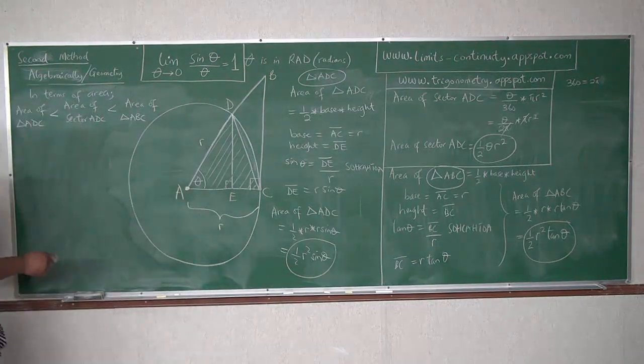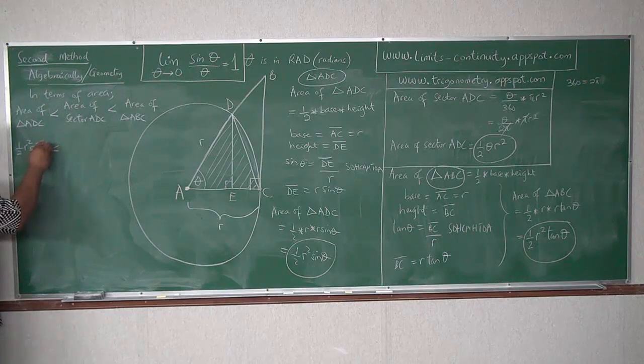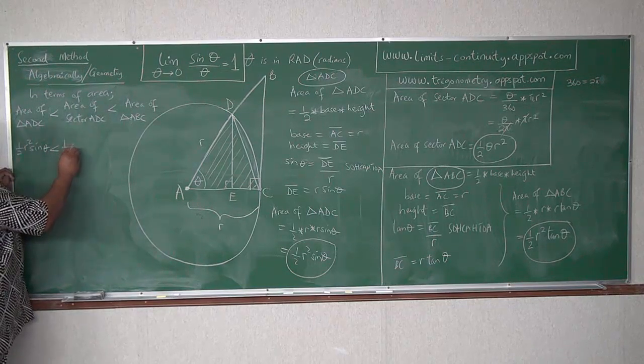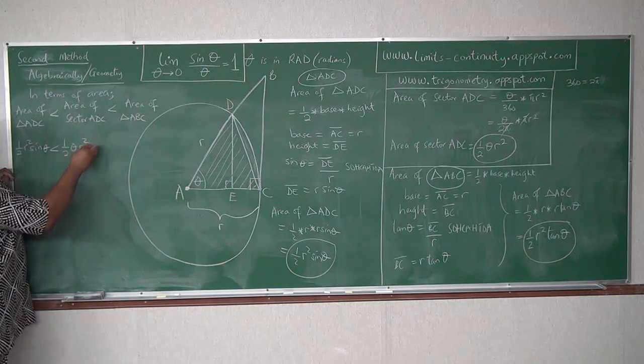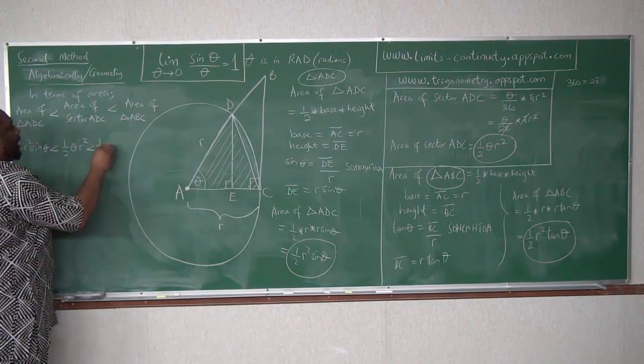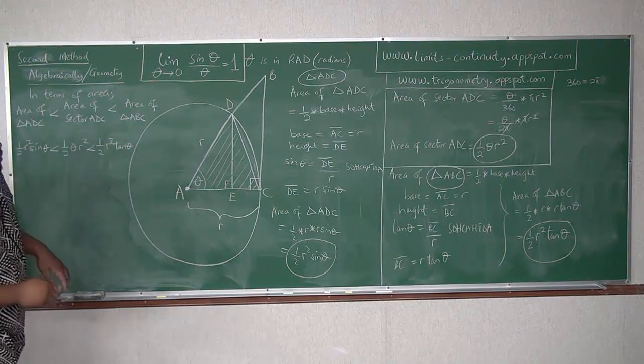Okay. So now we say that 1/2 R squared sine theta is less than 1/2 theta R squared, and that is less than 1/2 R squared tan theta. Okay?